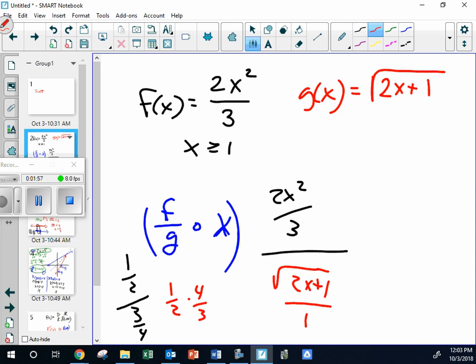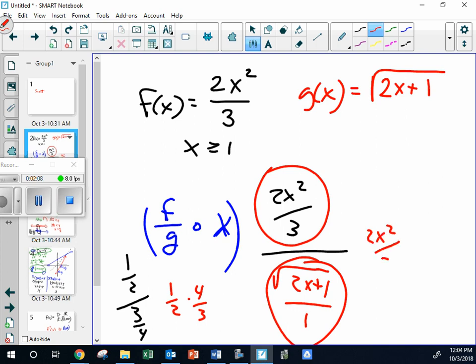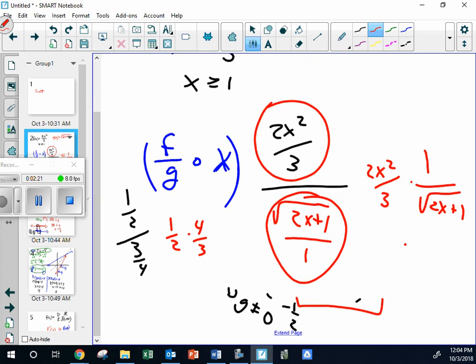So if I have this fraction over that fraction, and now I want to simplify it all into one fraction, I can change it to 2x squared over 3 times 1 over square root of 2x plus 1. And that will simplify down to just one fraction. 2x squared over 3 root 2x plus 1. As simple as that. Isn't it funny that that's a nice simple answer in this class? And like 2 years ago I'd never seen anything like that before.